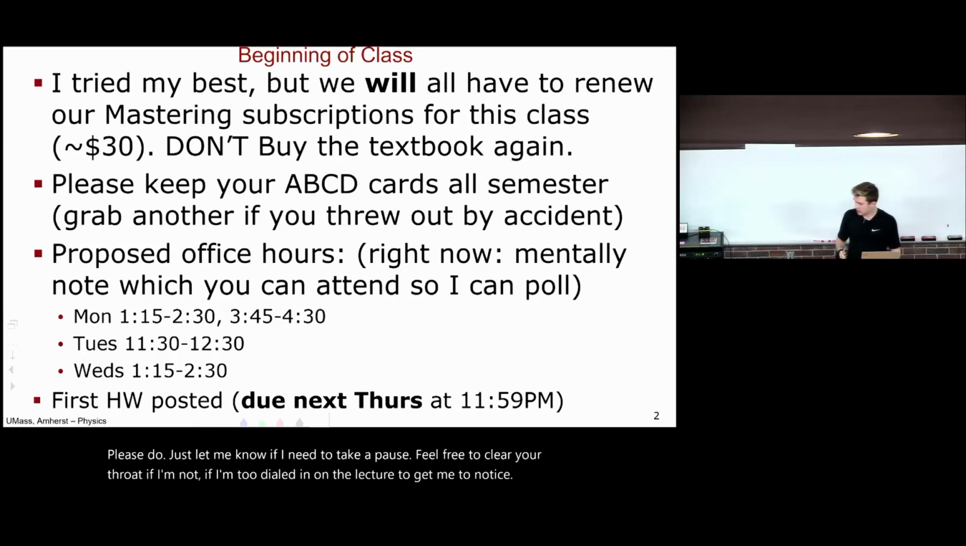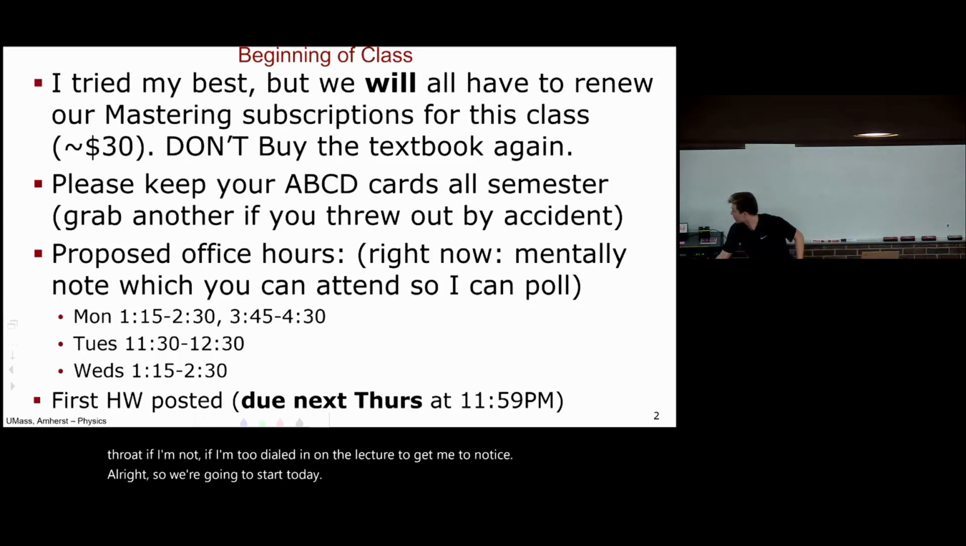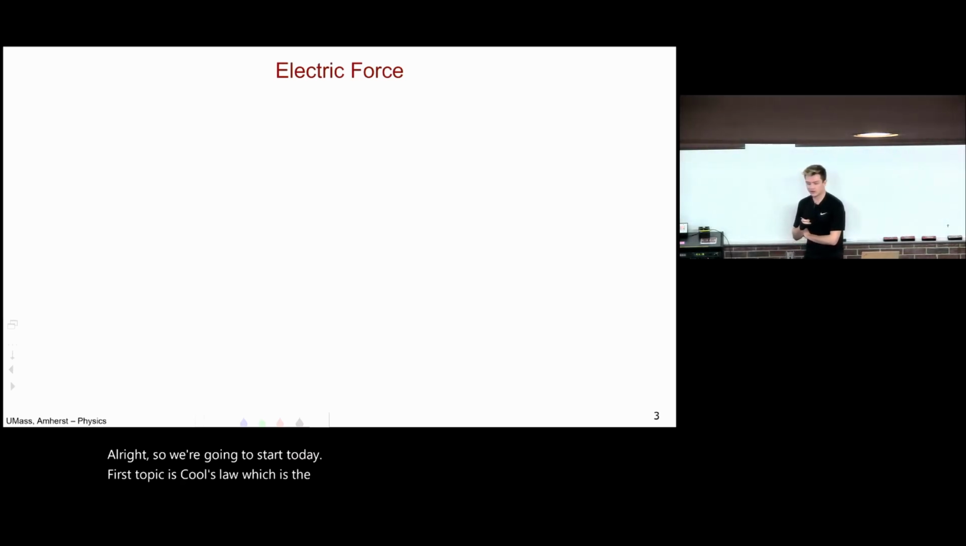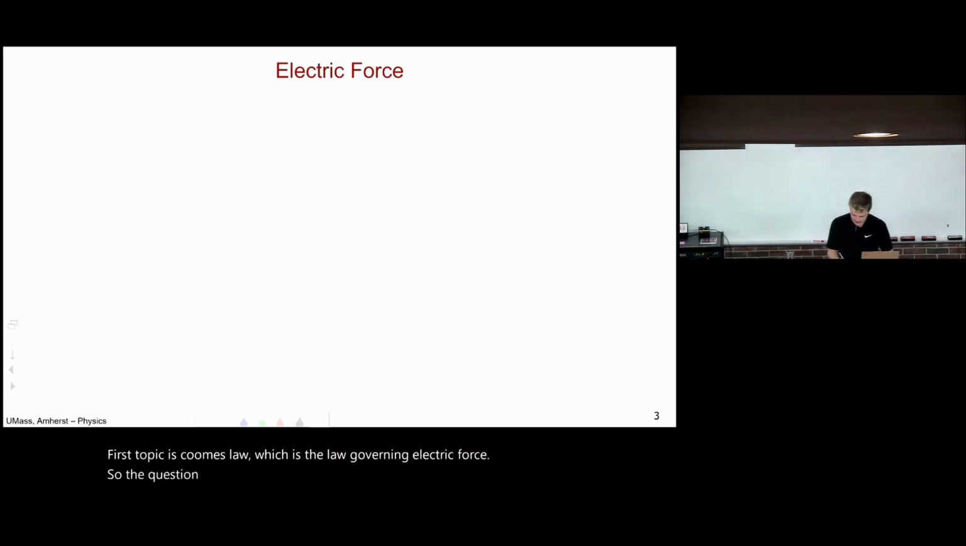Right, so we're going to start today. First topic is Coulomb's law, which is the law governing electric force. Okay, so the question that Coulomb's law is going to help us answer.